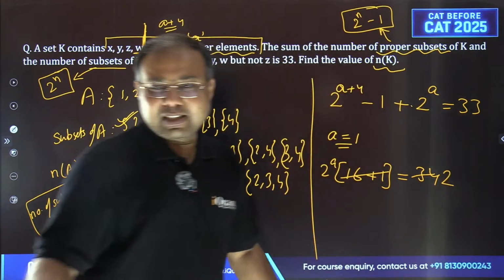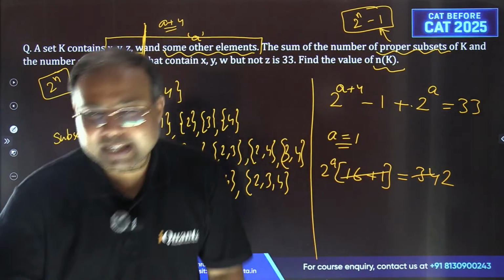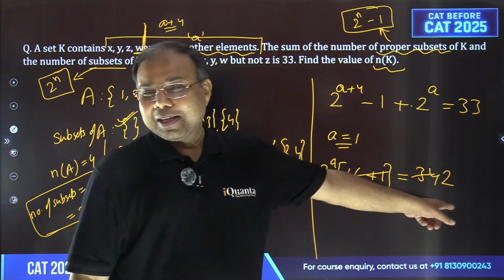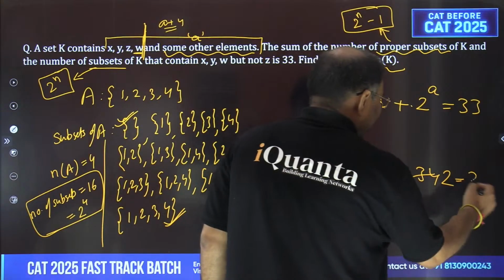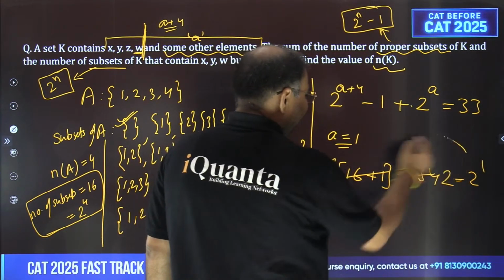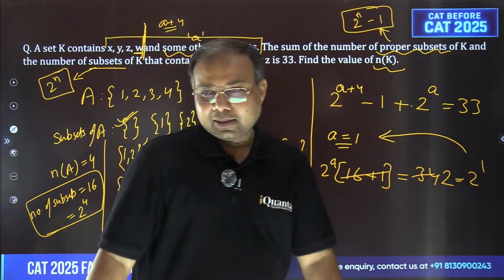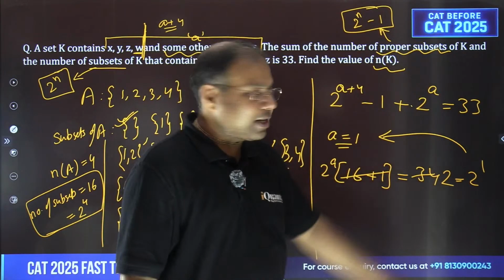Acha, I think Tejaswini ne ye calculate kar liya. Tejaswini, I think you calculate this part. 2 power A is 2. A is not 2. 2 power A is 2, which is basically 2 power 1. And that gives you same thing, that A is 1. Fine? I hope it is fine.